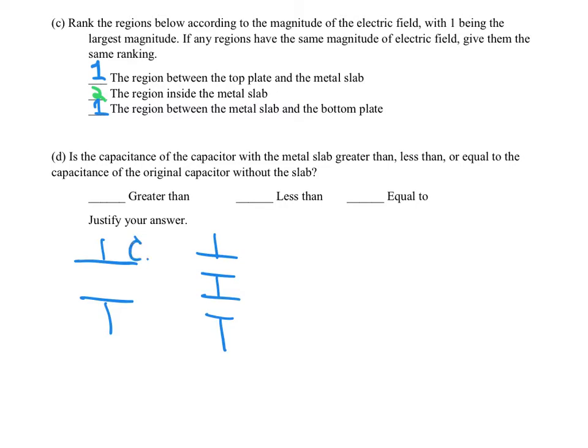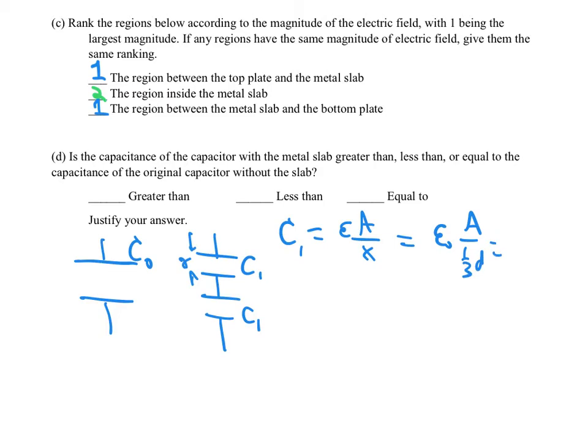If we call this the original C0, then each of these, which I'm going to call C1, is going to be epsilon times area over the new separation, which I'll call X, but X is 1/3 D, so it's going to be 3 epsilon naught A over D, or 3 times the original. So each new capacitor is 3 times the original capacitor.